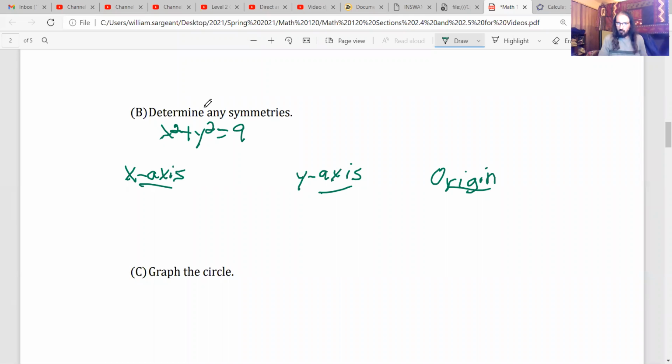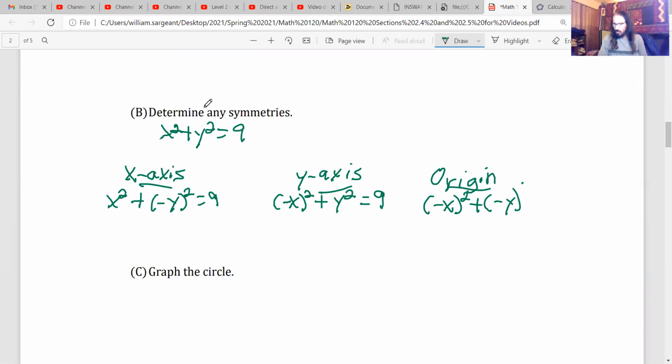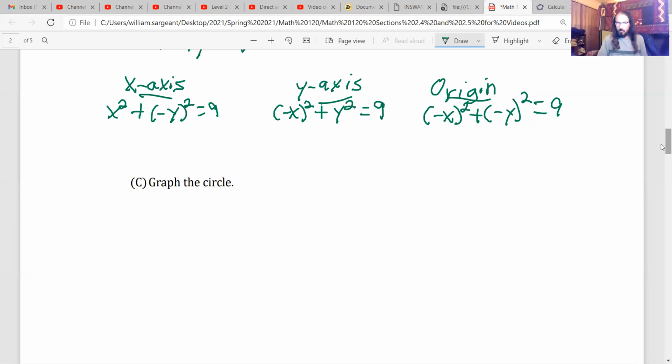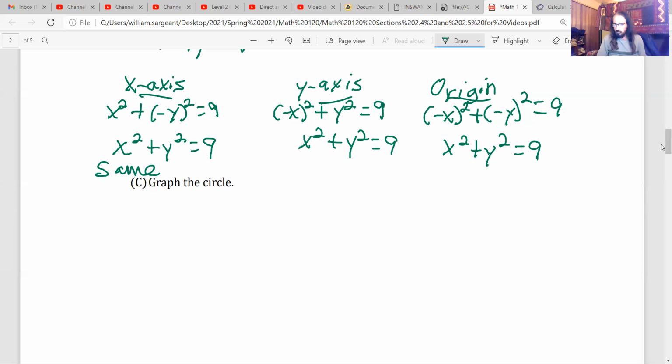For x-axis symmetry, remember you have to put in negative y where you had y. For y-axis, replace x with negative x. And with origin symmetry, replace both x and y with negative x and negative y, respectively. And in every case, squaring a positive versus squaring the negative of it, you get the same thing in every single one of these. The equation looks as it was originally written. And so you would want to answer yes to each type of symmetry.